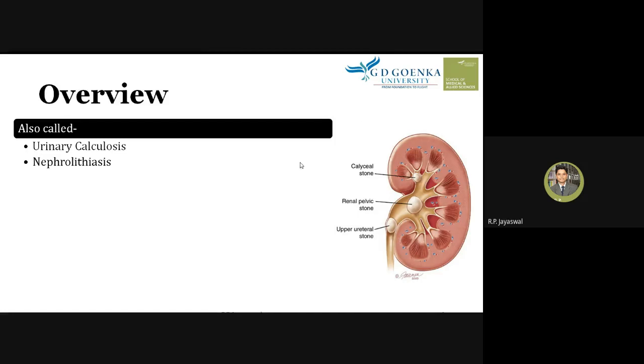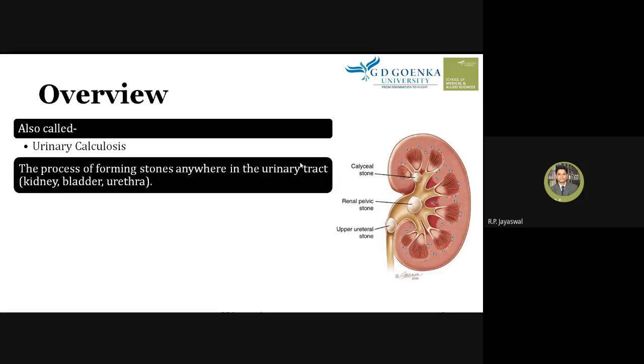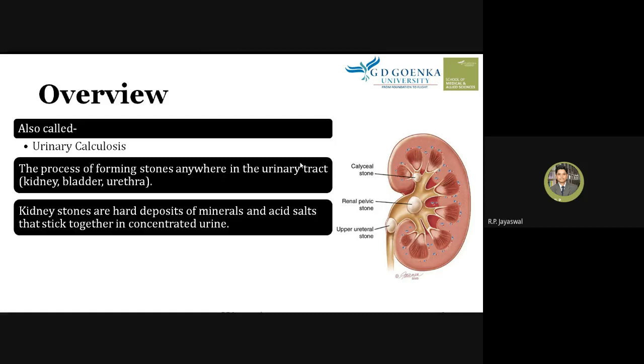The meaning is stone formation anywhere in the urinary tract. It is the process of forming stones anywhere in the urinary tract, basically the kidney, ureter, bladder, and urethra. If there is stone formation anywhere in the urinary tract, this leads to complications, and we call it by the medical term urinary calculosis or nephrolithiasis, right?